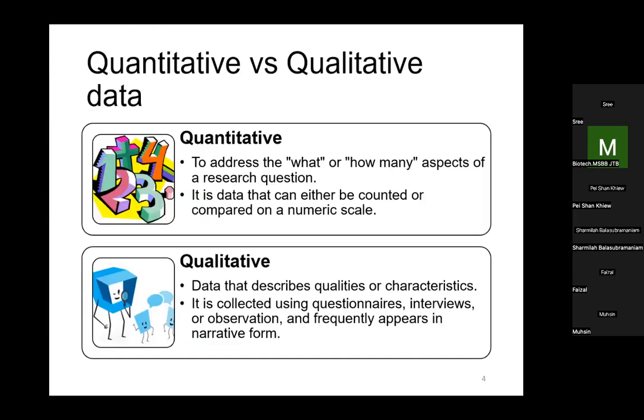So in general, we can have two types of data that can be generated, whether that is quantitative data or qualitative data. What is quantitative data? Data that we can quantify. So we have the numbers, we have the value, and then we can analyze that value.